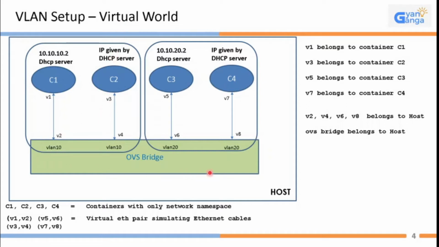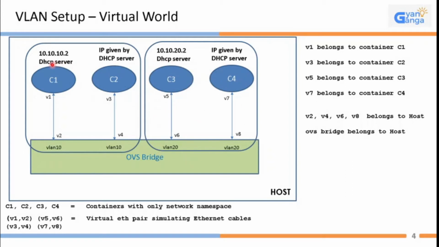We can see here the OVS bridge emulating the managed switch, and we have the hosts emulated by microcontainers, and we have virtual Ethernet cables replacing the physical cables. The interesting part here is, compared to the previous experiment, the IP address is not statically assigned. We don't know what the DHCP server will assign, but we have statically assigned an IP address for the DHCP server, and the DHCP server will be running in the container C1 for this VLAN, and in the container C3 for this VLAN.